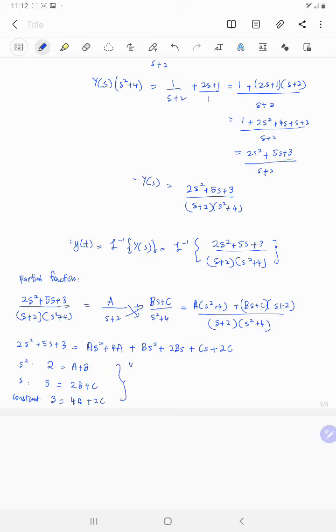You can use a calculator with 3 unknowns. So you use your calculator and you will get A is 1/8, B you will get 15/8, and C you will get 5/4. Okay, so now you can substitute all the A, B and C values in your partial fraction.